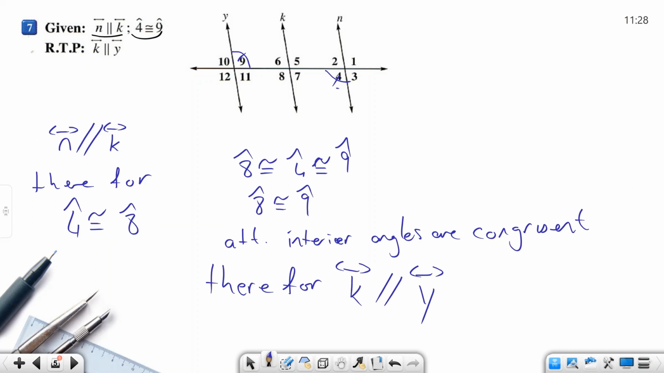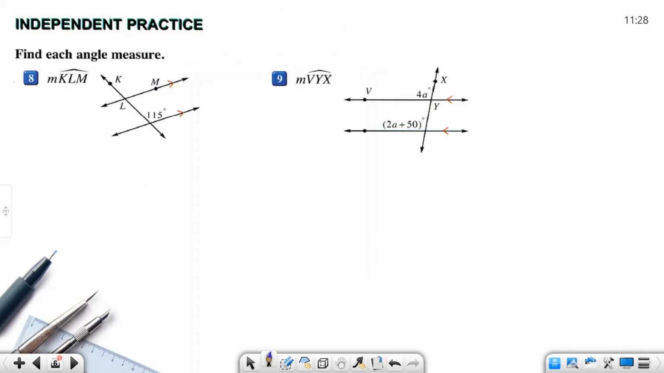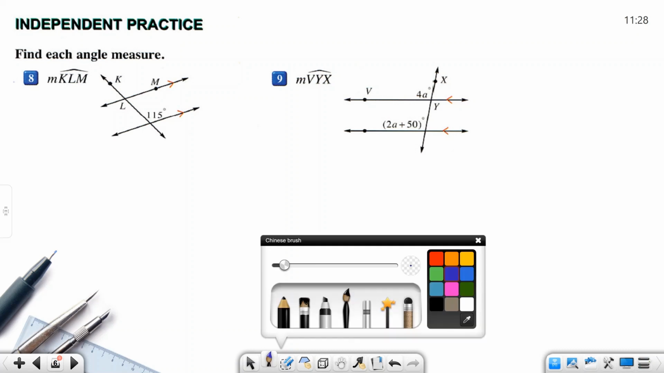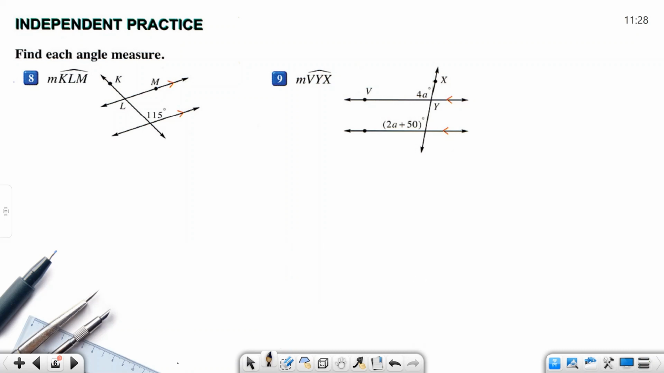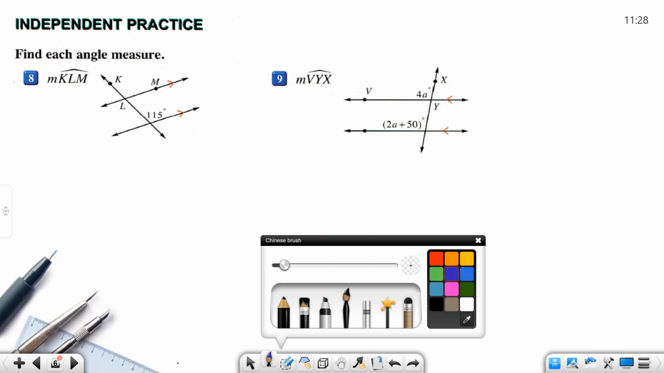That's enough, I think. Let's continue with another one. Now we finished the guided practice. Now let's continue. It will be a little faster than guided practice. Independent practice. It's asking KLM. This one. I think black is not very clear.